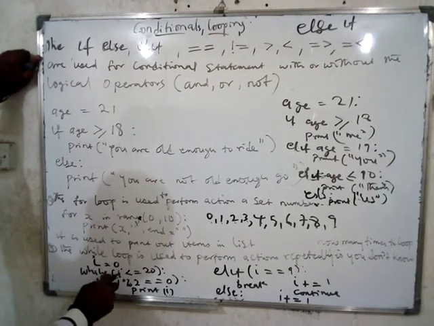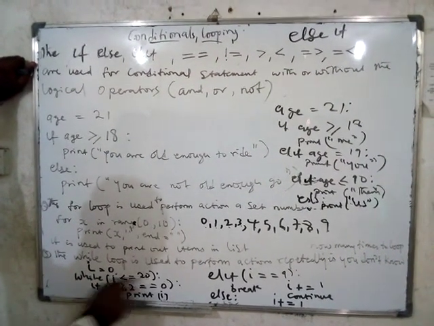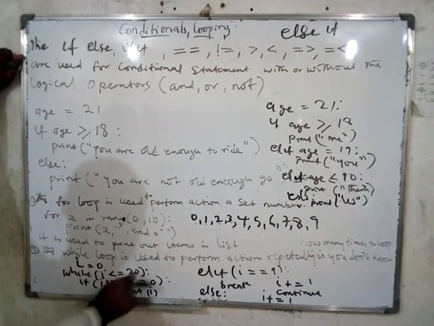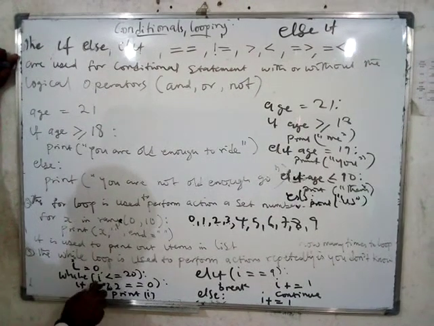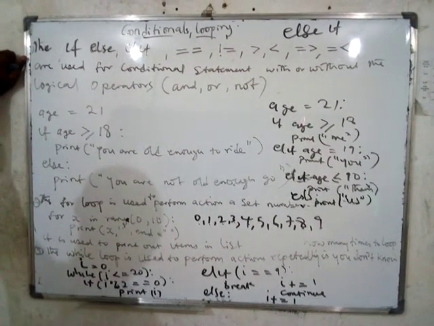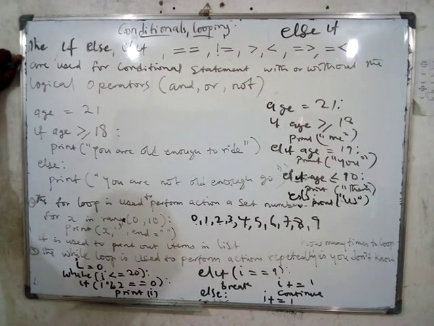You say while I is less than or equal to 20. That means you're continuing to do this until the value of I reaches 20. If I modulus 2 is equal to 0, that's if I is an even number, print the I's.